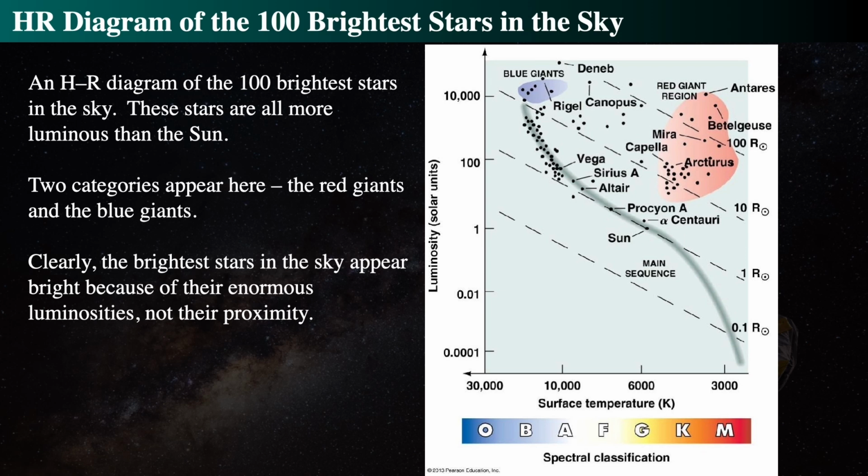So many of the stars that you see in the sky are the rare stars. They're the brightest of the stars. We don't see most of the stars. You do not see them. They appear bright in the sky because they're really luminous stars, and they're not necessarily nearby.